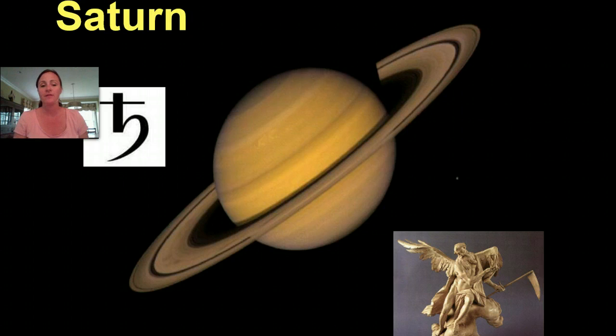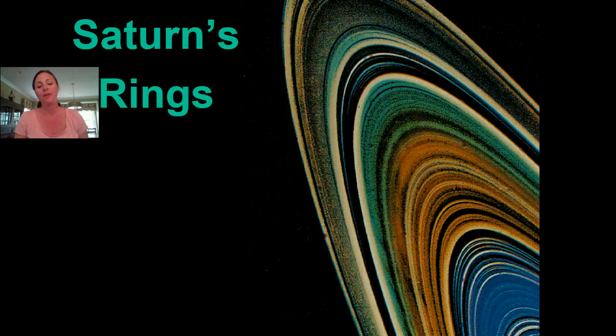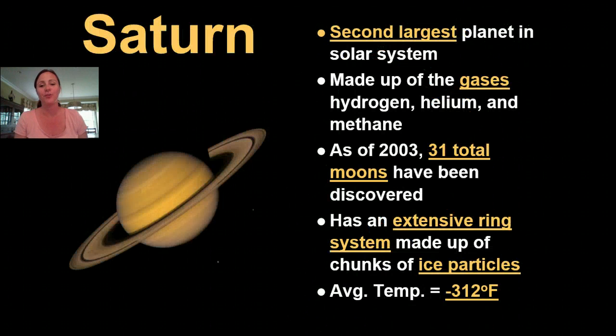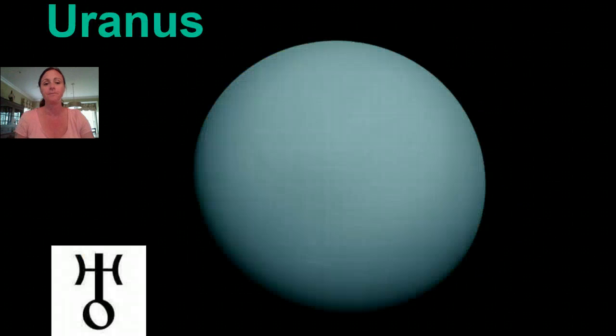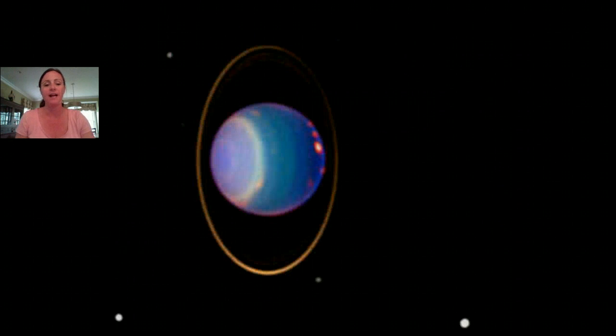Moving on to Saturn, probably the more popular of the planets because of its notable rings. It's the second largest planet in the solar system, made up of the gases hydrogen, helium, and methane. As of 2003, 31 moons have been discovered orbiting Saturn. It has the extensive ring system that you're so familiar with, and the ring system is made of ice particles. Now, because it is so far from the sun, it is going to have a temperature of negative 312 degrees Fahrenheit. And next is Uranus, further from the sun than Saturn.